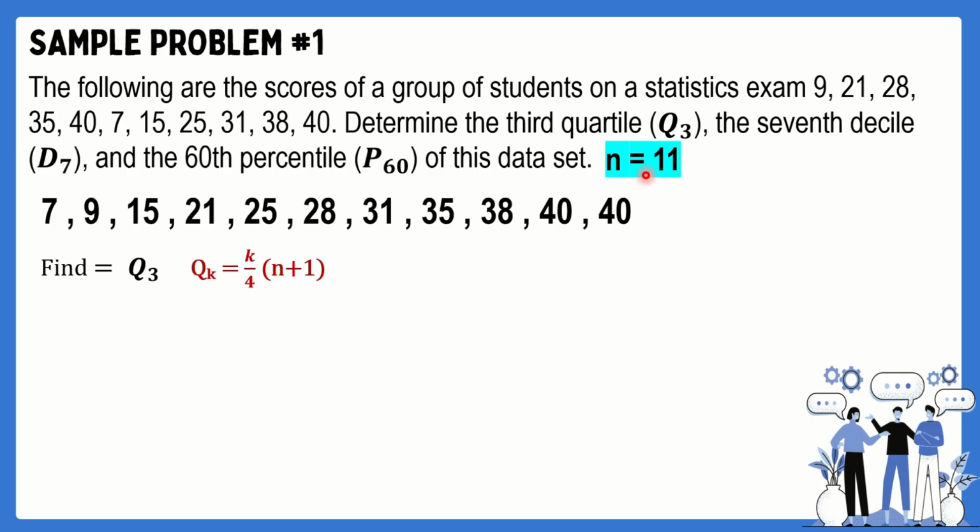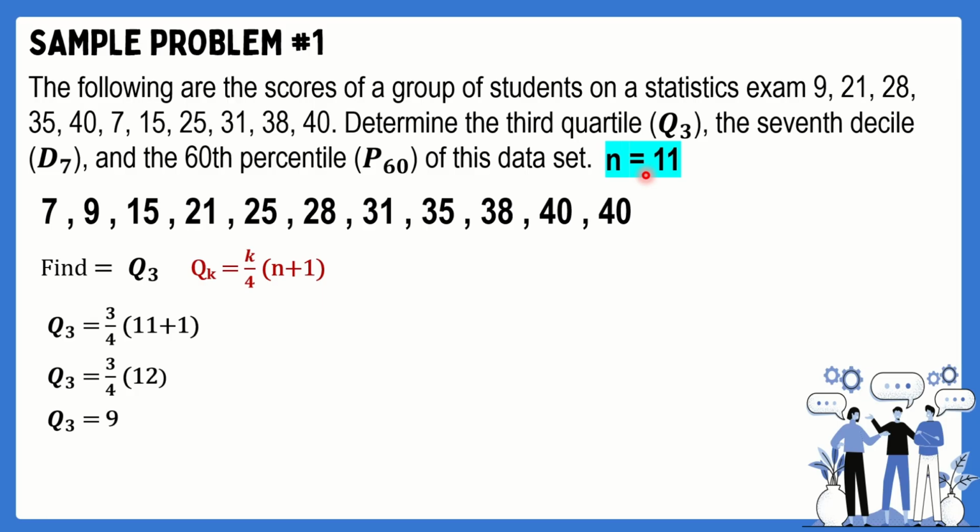So let's calculate quartile 3 using the formula Q sub k is equal to k over 4 times n plus 1. Let's substitute the values. We have Q sub 3 is equal to 3 over 4 times 11 plus 1. Let's first add 11 and 1, which is 12, and then let's multiply 3 over 4 times 12, which results in 9.